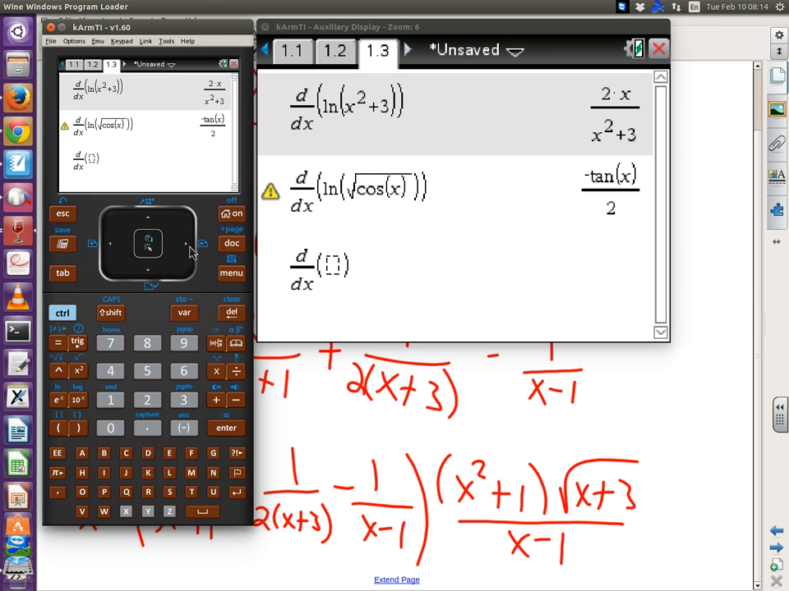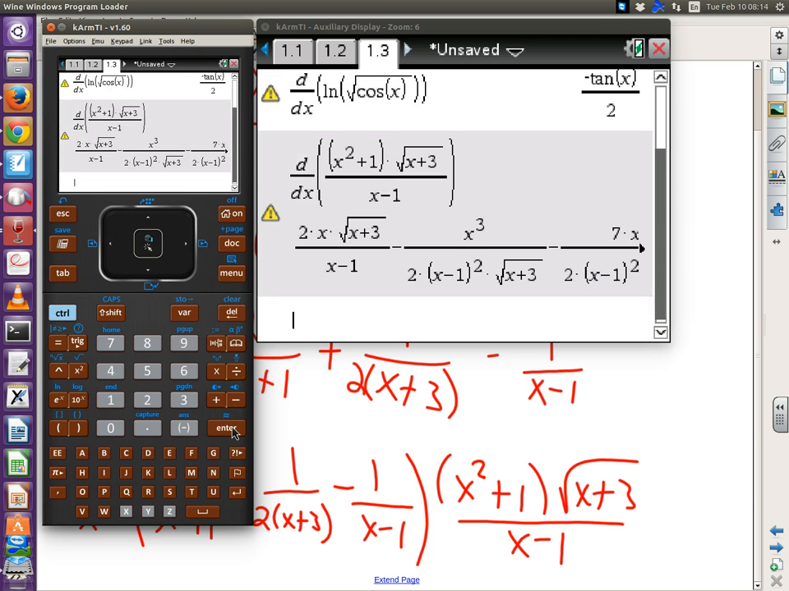How about we do a rational? All right, the numerator was x squared plus 1, quantity, x squared plus 1, times the rad of x plus 3. Let's get out of the rad. Let's go to the denominator. And the denominator was just x minus 1? Yeah. Alrighty. And let's see what the calculator does.